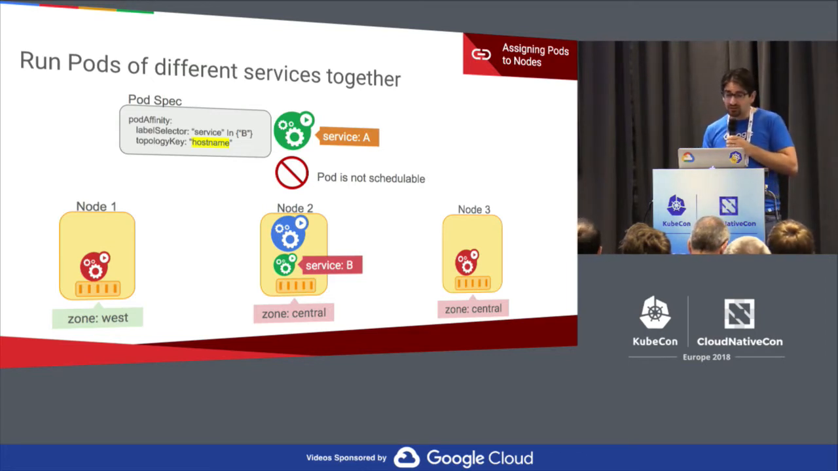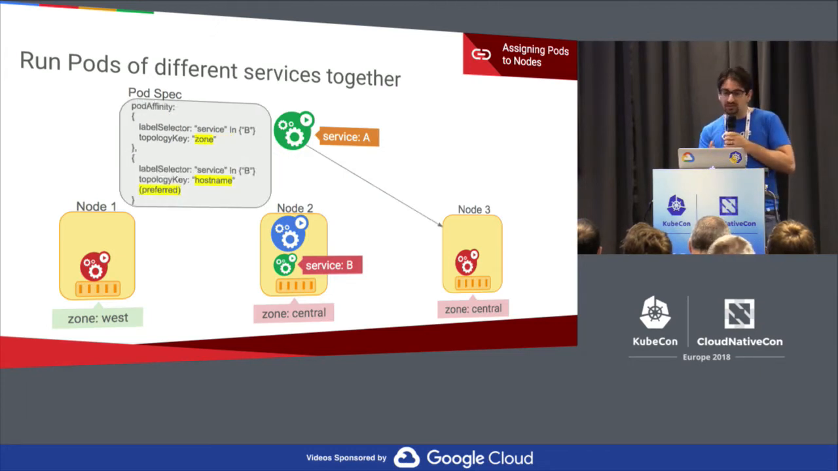Now in this case, there's only one service B, and that node doesn't have any resources, so our pod cannot be scheduled here. So instead of specifying this as a hard requirement, it can also be specified as a preference. This actually uses both to say that our service requires to run in the same zone as service B, but we prefer to run on the same node as service B. And since we cannot schedule onto the same node as service B, at least we can be in the same zone.